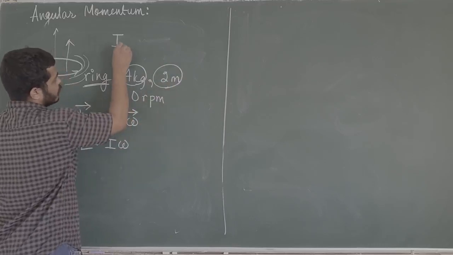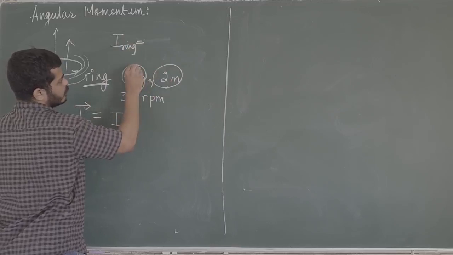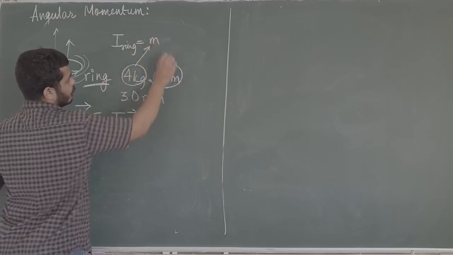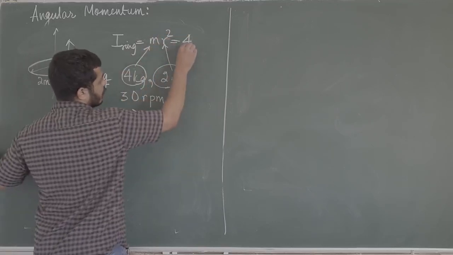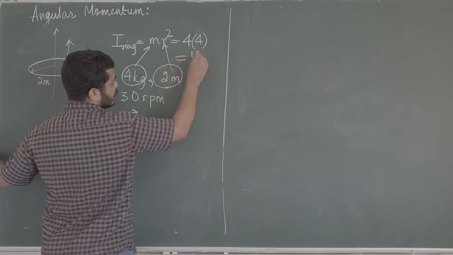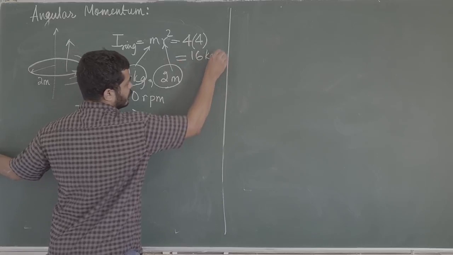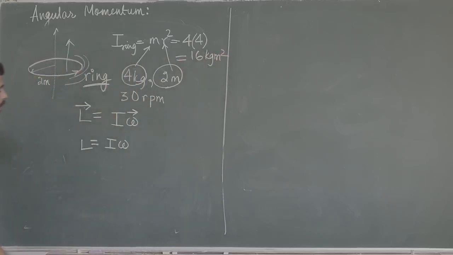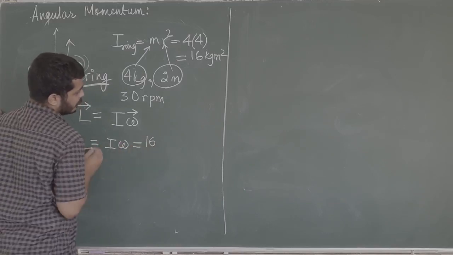So the moment of inertia of the ring, I of the ring, is equal to m r square. So m is equal to 4, and the square of r is also 4, so your answer is 16 kg meter square. That's your value of I. So we can write I into omega, where I is equal to 16.